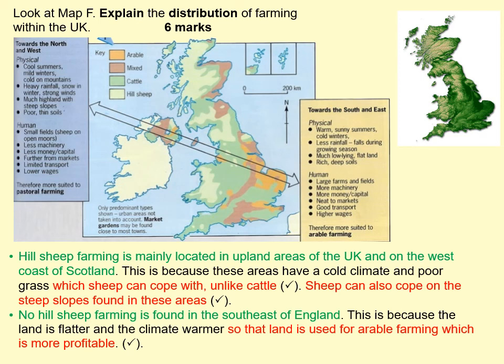If I had just said there, this is because the land is flatter and the climate is warmer, so my black words, I may not have got the mark. What I've done is I've then explained why those things are better for arable farming, because I've said it's more profitable. So really, the kind of red points that we've got in this answer are the points that guarantee our marks, but also help make sure that we've got an A-level answer.